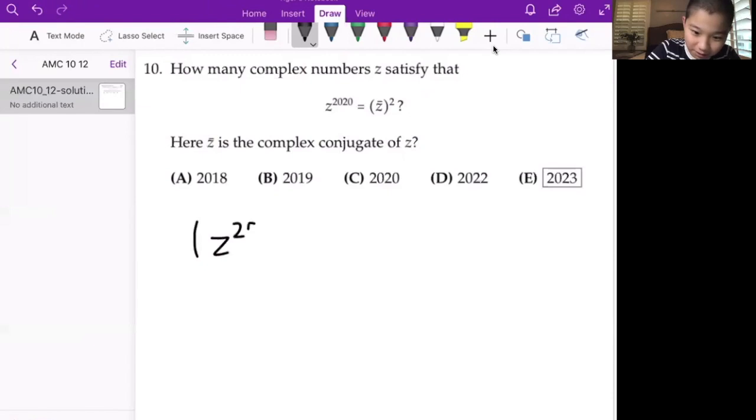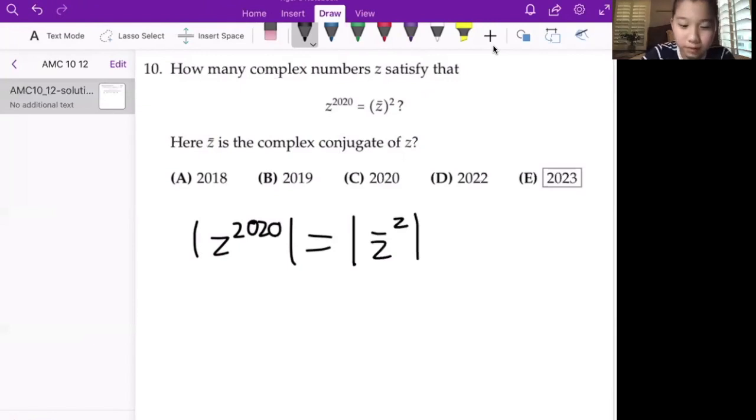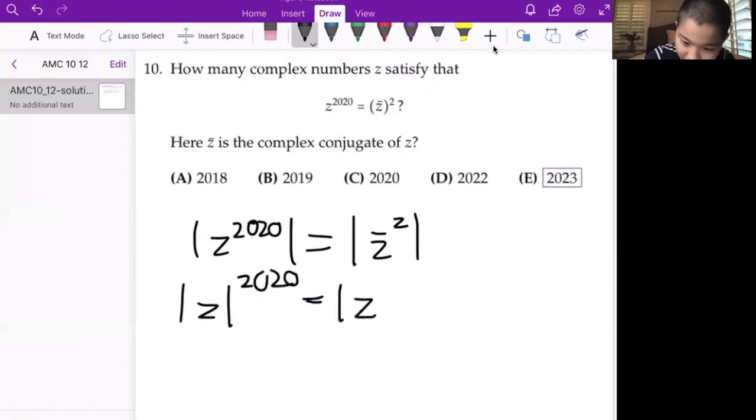So the magnitudes are equal to each other, but then using the magnitude properties, you'll get that the magnitude of the conjugate is the same as its own magnitude. So you'll get this. So what possible values are there for magnitude z?